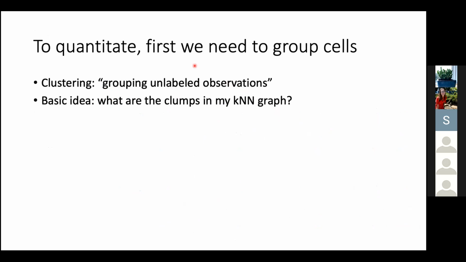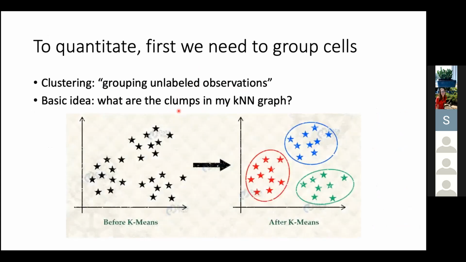The very basic idea, Paige talked about KNN, is to tell me what the clumps, what the groups in my KNN graph are. This is an example of a type of clustering. This is k-means. We don't do k-means, but you can in other things. The basic idea, again, is if I tell you here k is equal to 3, these are the clumps in my data. Now we have 3 different clumps, and we can start asking questions like, how is this clump different from all the other clumps?